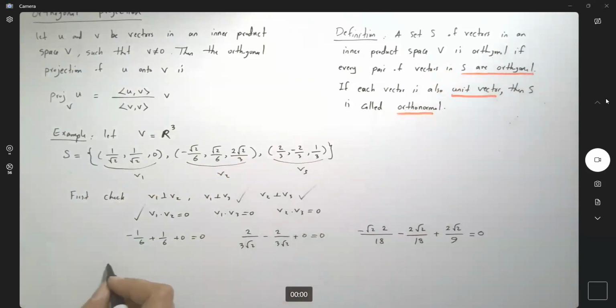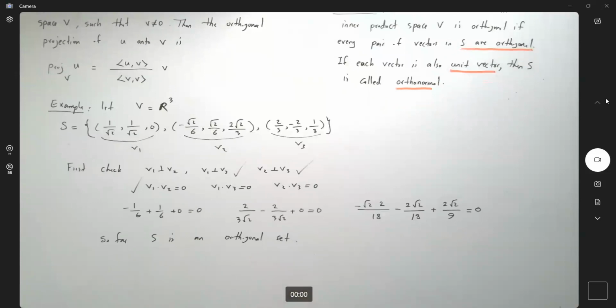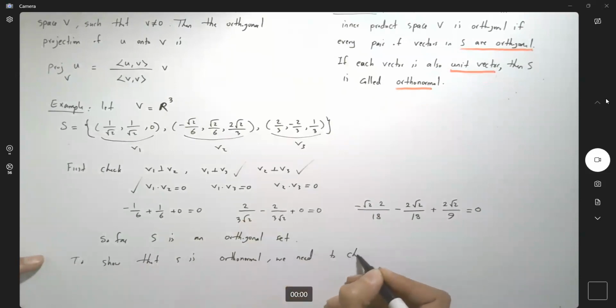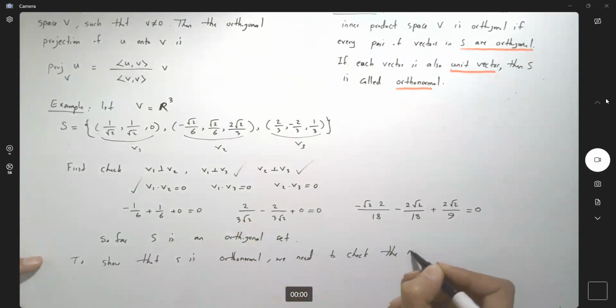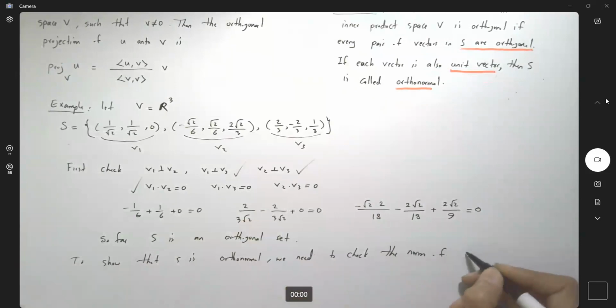So far, S is an orthogonal set. Now, to show that S is orthonormal, we need to check the norm size or magnitude of each vector.